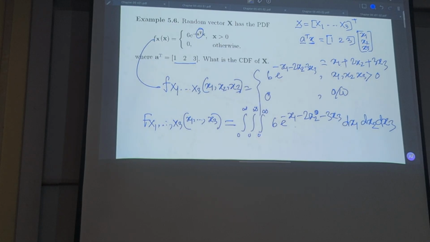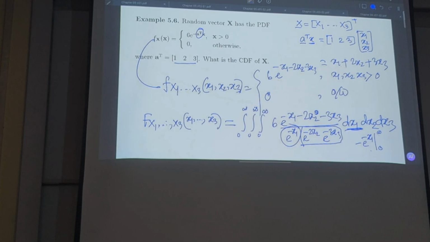Integrating, actually this quantity is what? Right? Then, with respect to x1, these two are constant. So integration of this one will be what? Minus e to the power minus x1, from 0 to infinity.